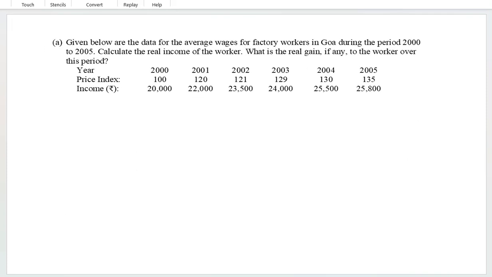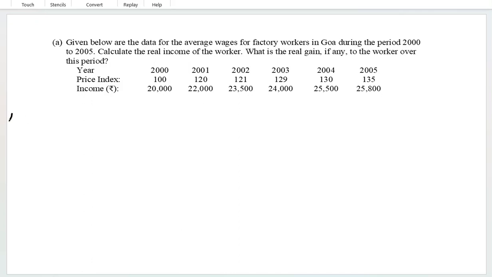Now we move to the following problem. Given below are the data for the average wages of factory workers in Goa during the period 2000 to 2005. Calculate the real income of the worker. What is the real gain, if any, to the worker over the period? So what we need to basically do is calculate the real income for all the years.